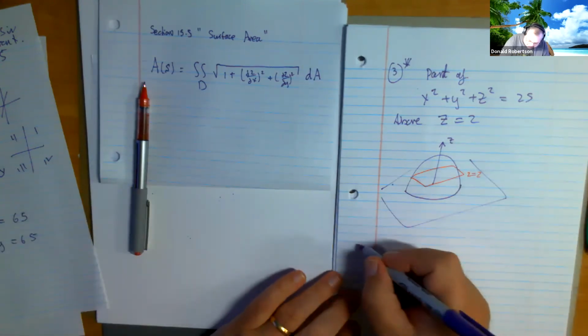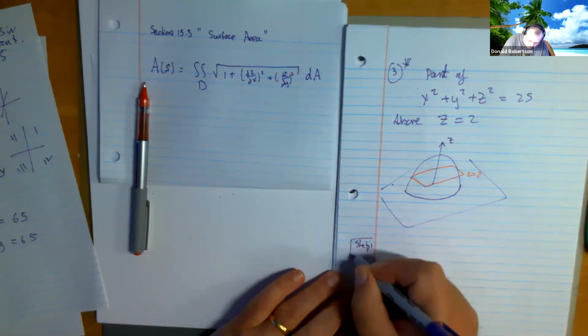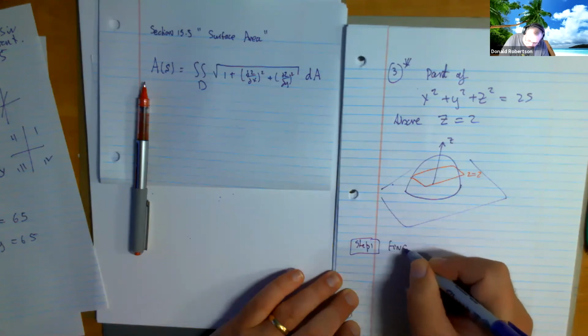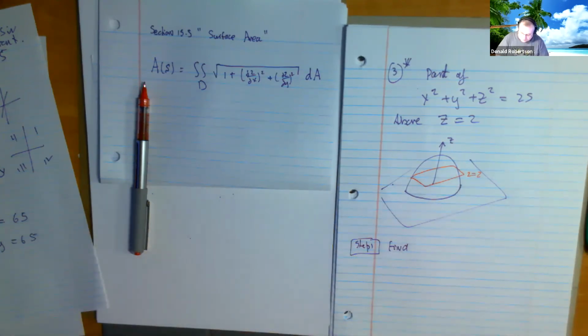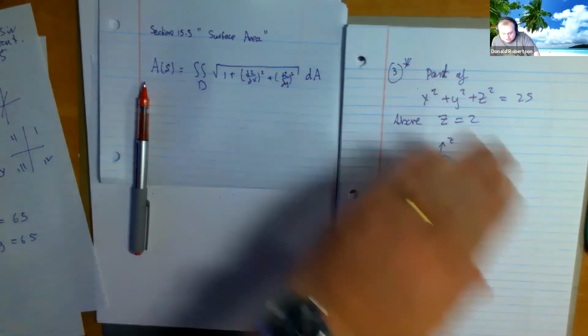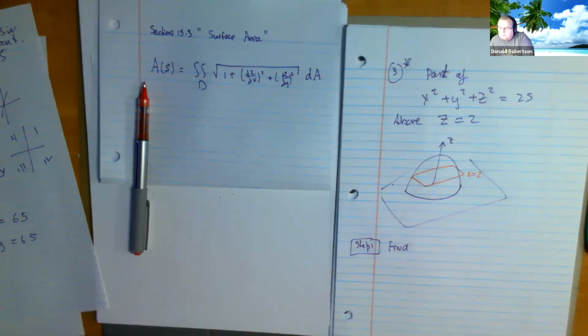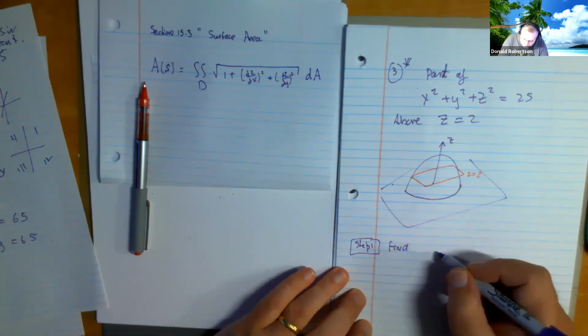So step 1, we got to find D. We got to find out what the floor looks like. And the floor is going to be, actually, see if you cut that shape, won't it just be a circle? If you cut a sphere horizontally, don't you just get different sized circles? So let's find out what that circle is.